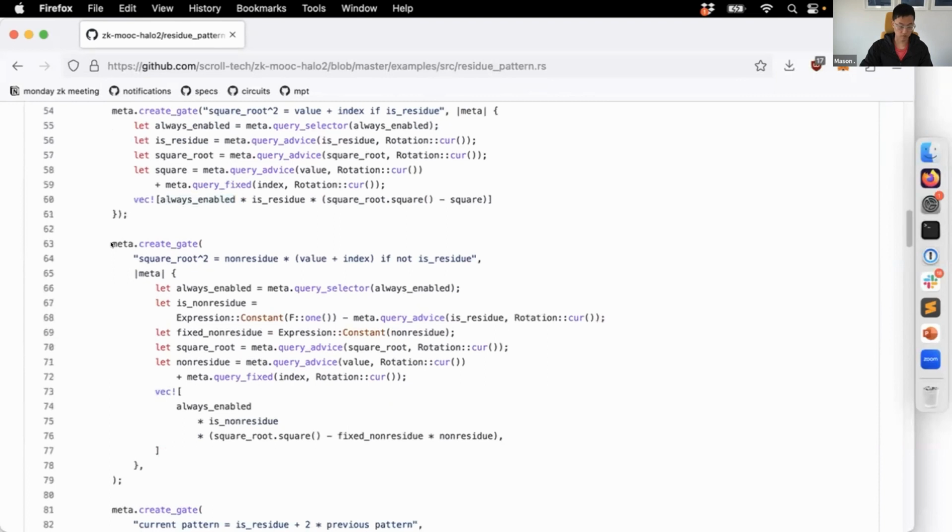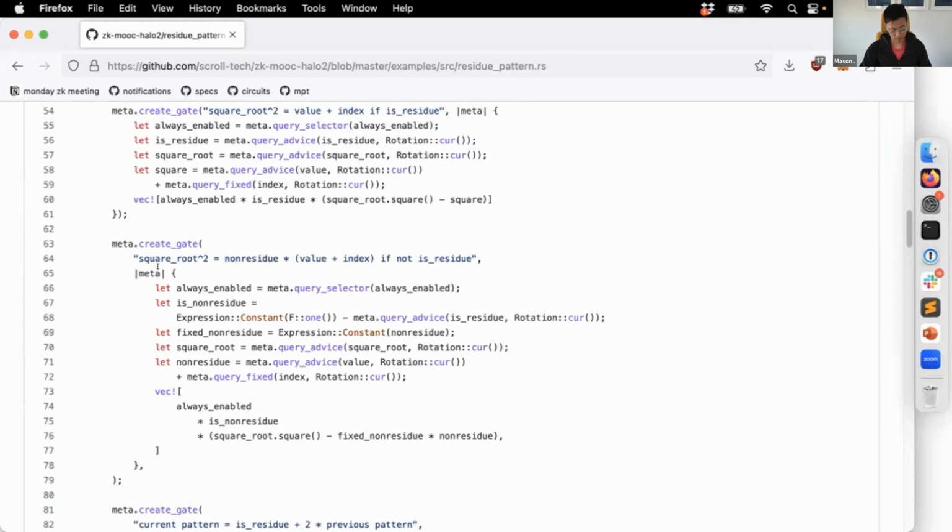Okay, and then the next one is, how do we prove that, let's say, value plus index in fact doesn't have a square root, so it's a non-residue? It turns out that this is almost as easy to prove as value plus index being a quadratic residue. The way you prove something is a non-residue is, if you have something that you know is a non-residue, then this non-residue times your non-residue is guaranteed to have a square root.